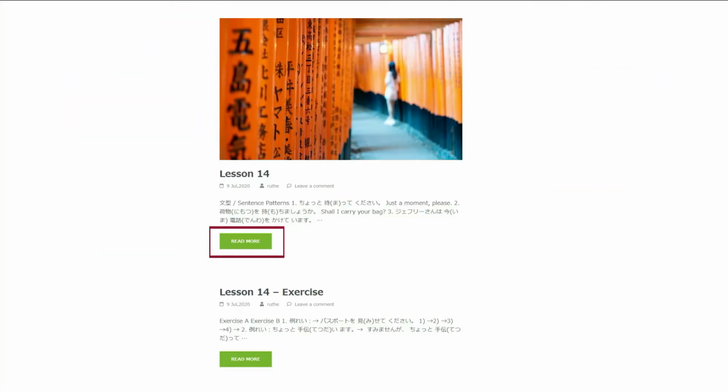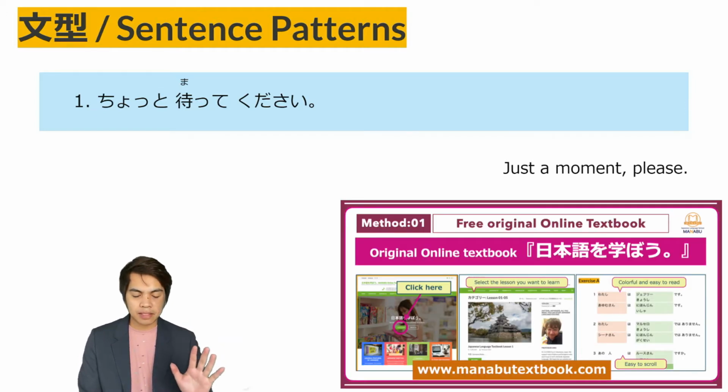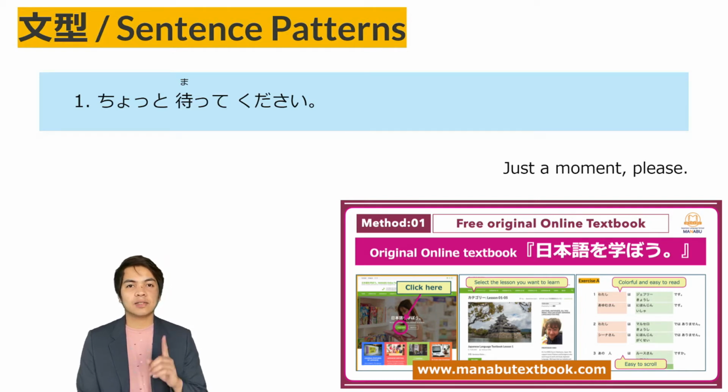Now for the lesson 14 sentence patterns. Number 1, chotto matte kudasai. So chotto means for a moment. Then the verb machimasu. Machimasu is a group 1 verb, machi, chi.